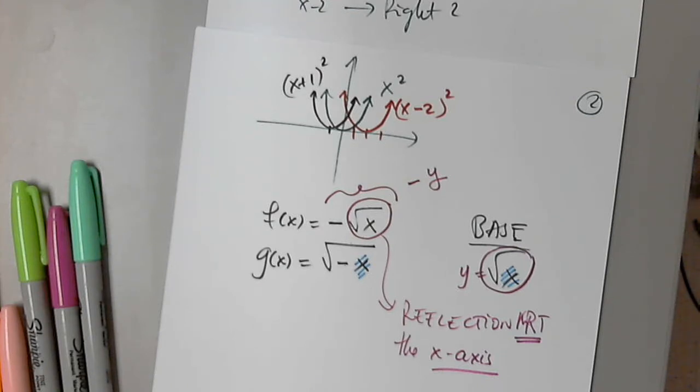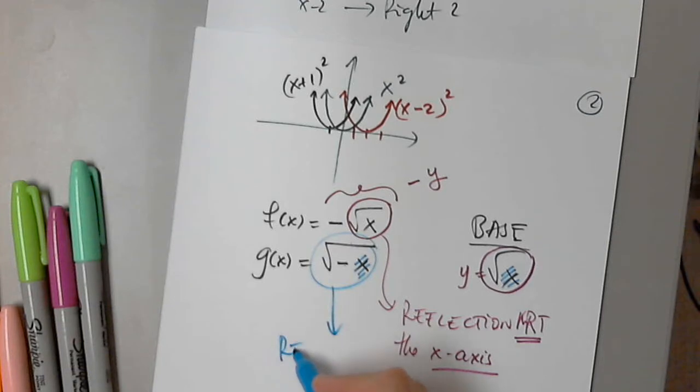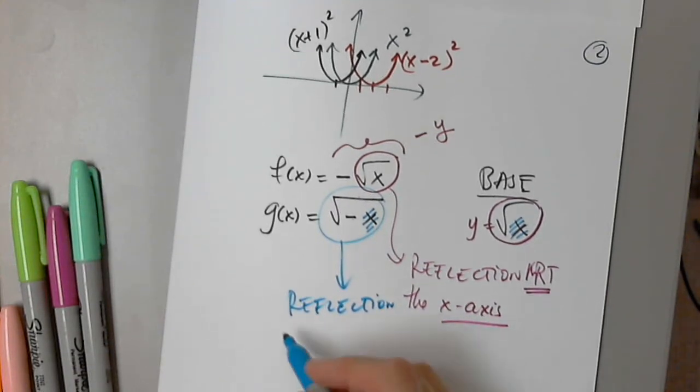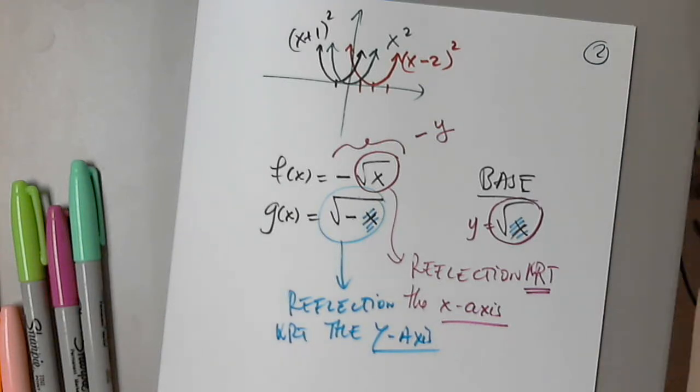What type of reflection is this with respect to the y-axis? So this one is a reflection with respect to the y-axis. Very good. Let's graph all three functions.